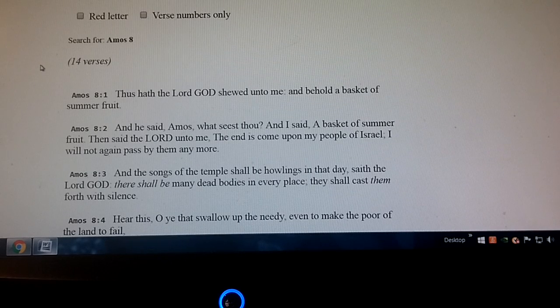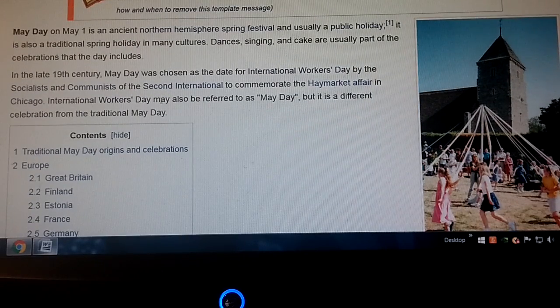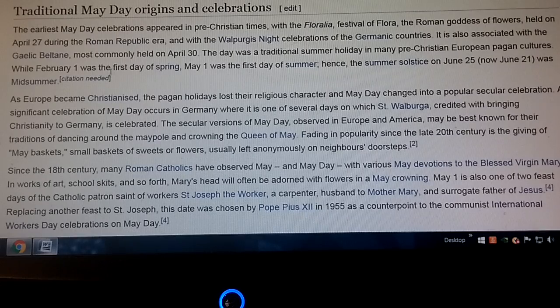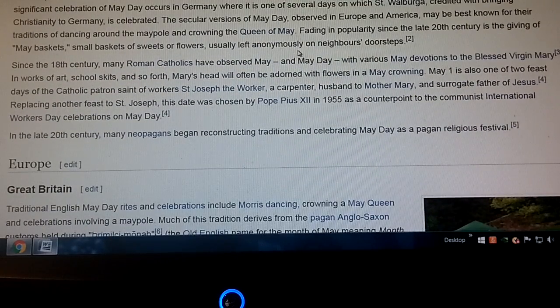Like I just said, we saw the May baskets, and we have reference to basket here. And summer fruit, we see reference to summer. Remember, May 1st was the first day of summer at one point, and of course it changed. I don't know why and all that. I'm not going to get into that, but we saw that back over here. Let me back up and show you. Here it says May 1st was the first day of summer. All right, so we saw that in Amos about the summer. So we have reference to summer. We have reference to baskets.